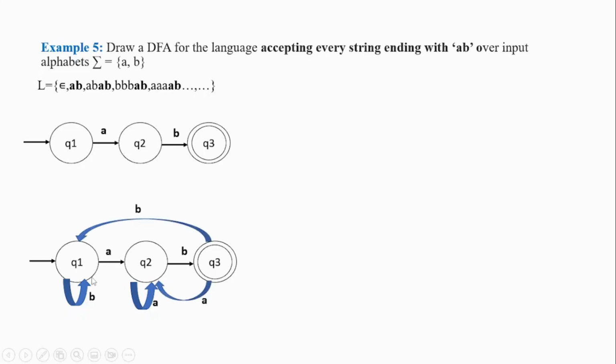I hope you all have understood this, right? It should end with AB. That's why I'm not putting AB here. So if it is B, then again check whether it sees AB. If it is A, already A I have seen. It has to see one B to enter into the final state. Right? Thank you. I hope you all have understood.